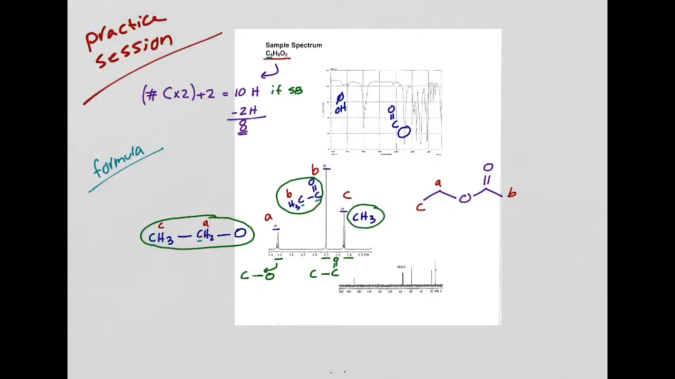Number of hydrogen counts. I have 2 oxygen. So the formula matches up. This has C4H8O2. The formula matches up. That gets the smiley face. Does the integration match up? It totally does. Next to an electronegative atom.